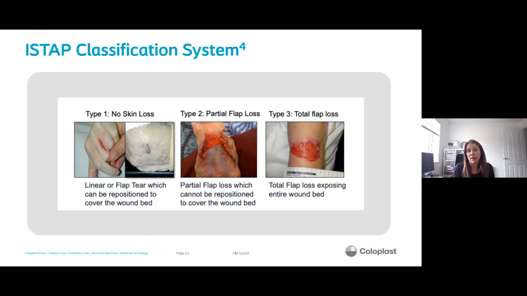Then we move on to type 3, and it's that total flap loss, where we've lost that top layer of skin completely. It will be an exposed wound bed, and we need to look at how we best manage that wound bed in order to prevent infection and promote an optimum healing environment.